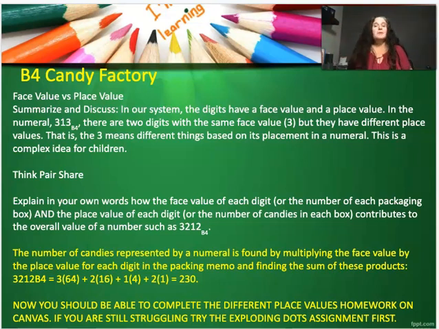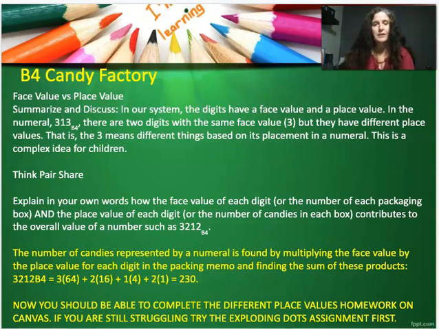So at this point, you should be able to do your Canvas assignment that's called different place values. It's not easy. This is hard stuff. You might have to watch this a couple times, but I've also given you a different assignment called exploding dots. And in exploding dots, it's going to do a similar discussion of different bases, but it uses a different analogy. Instead of candy boxes, it's using exploding dots. It's kind of like a game. A lot of students think it's very fun. And it clicks better for some people with exploding dots, for other people with Candy Factory. So you might want to do that before you do the different place values assignment.